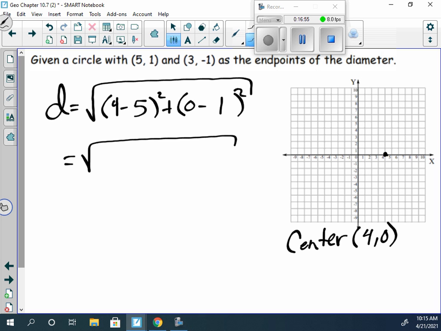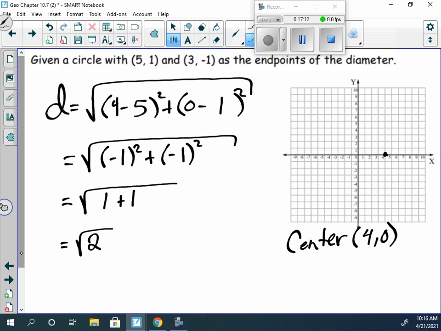And at this point, we can type this in. Well, 4 minus 5 is going to be negative 1 squared. 0 minus 1 is negative 1 squared. Well, negative 1 squared is 1, 1, which is the square root of 2. Now, if we found the diameter, if we actually plugged in the diameter, and I think some of y'all did already, you found that the diameter is 2 square root of 2, which if we divide by 2 is just the square root of 2.